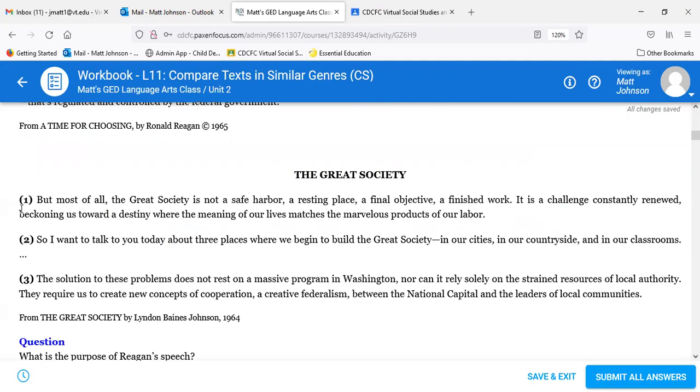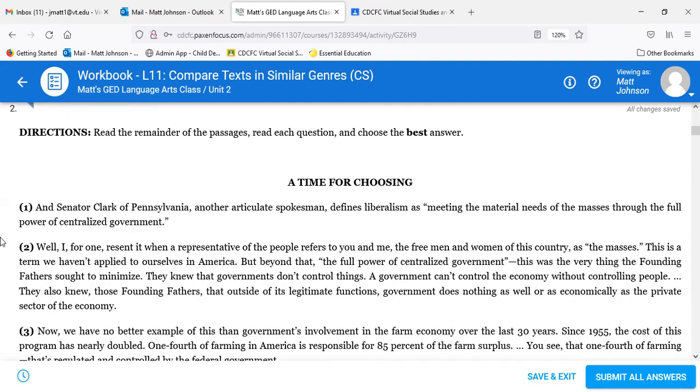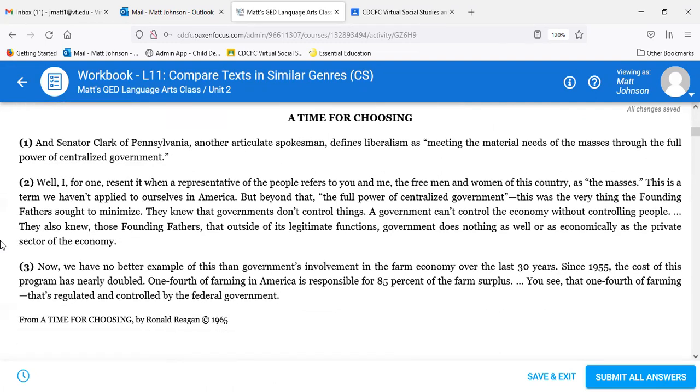Number 2, it's a new passage. Let's go with Grace. Would you read the first passage for us?